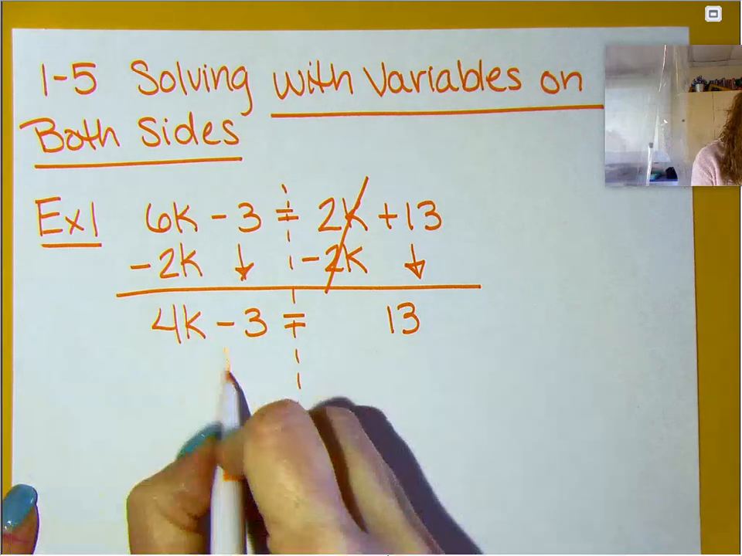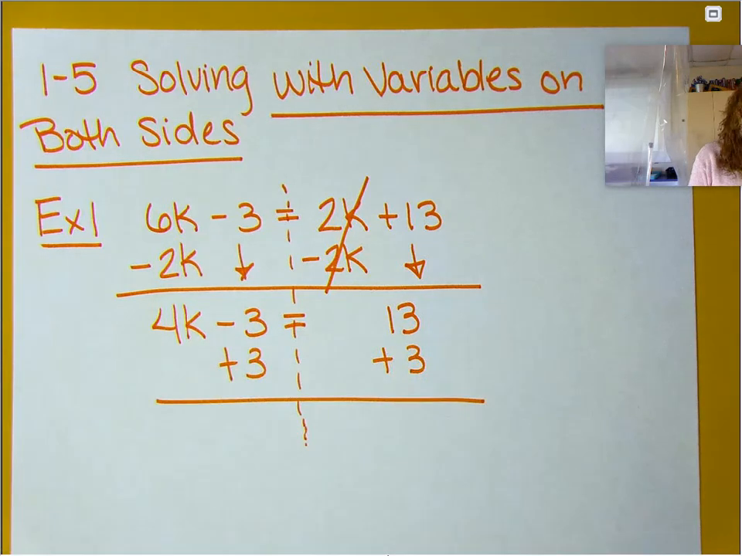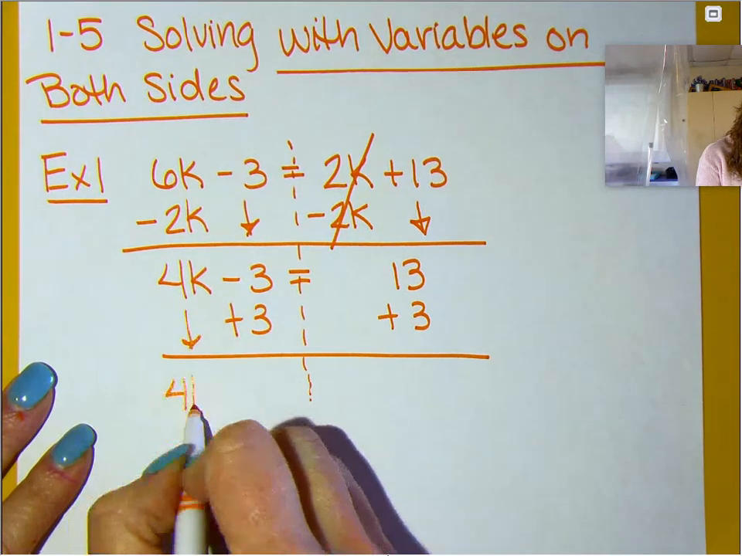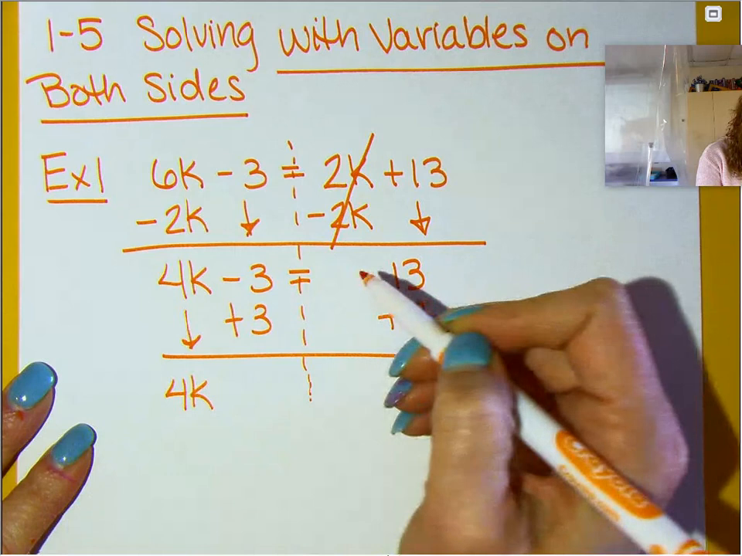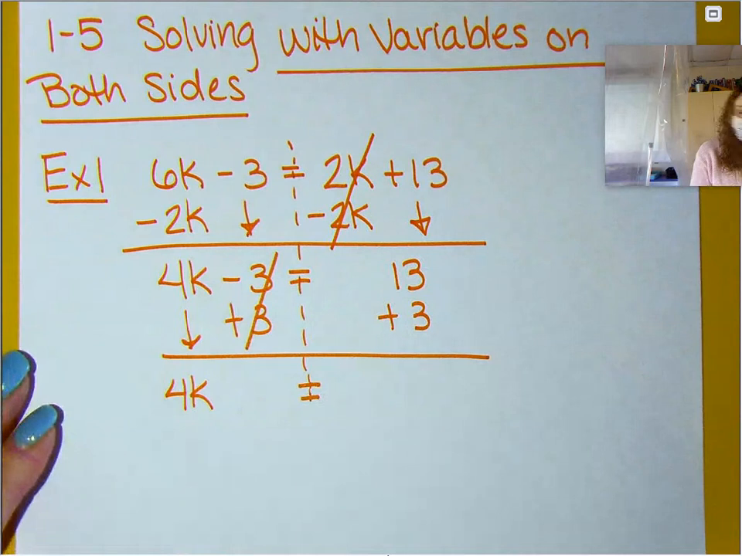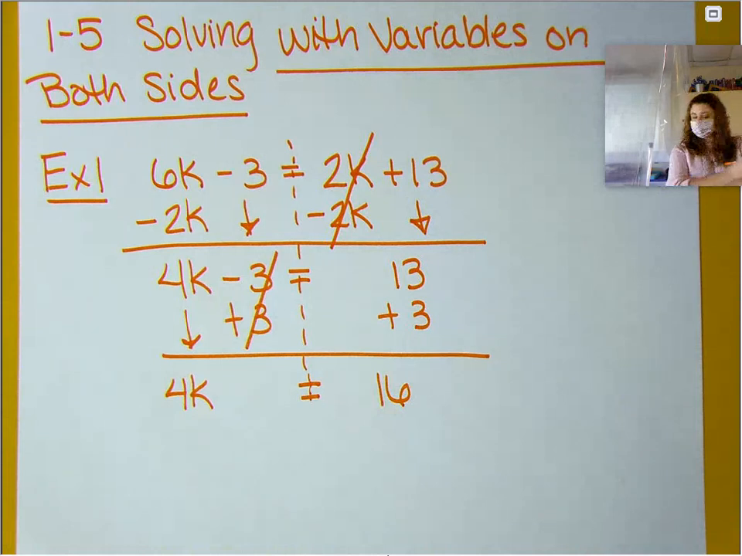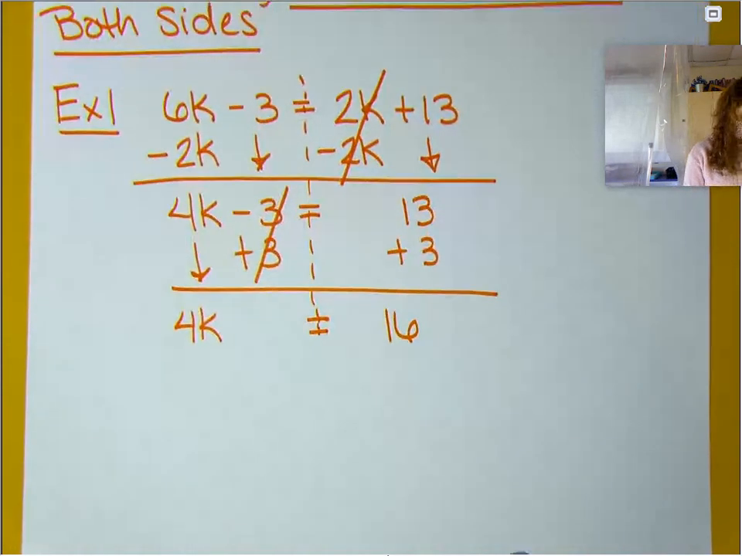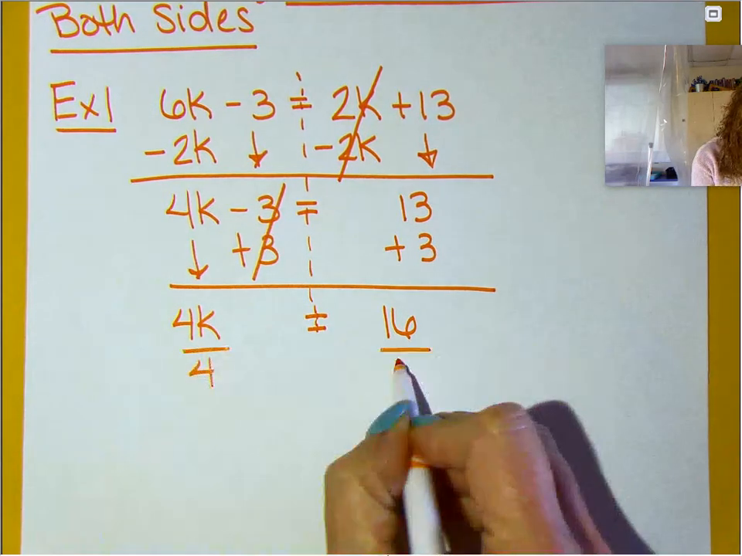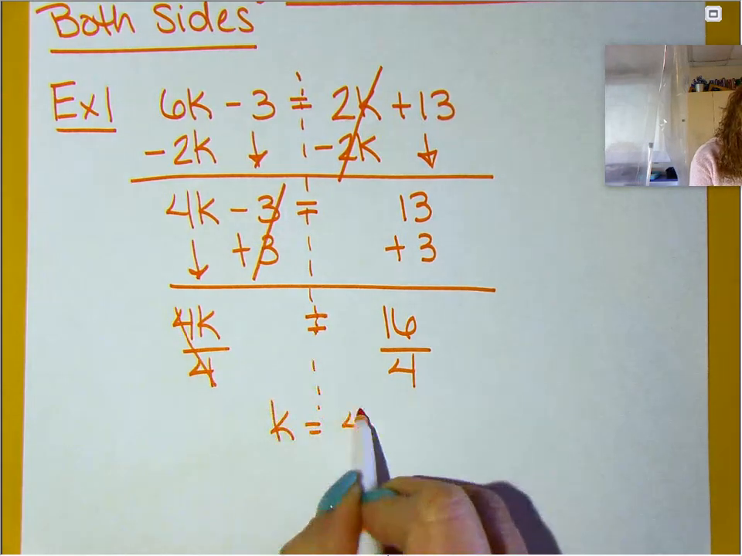Good. So you bring down the 4k. What happens to the 3's? Good. And then 13 plus 3? Good. All right, what would be the last step? Divide 4 by both sides. Good. So k is equal to? 4. Perfect.